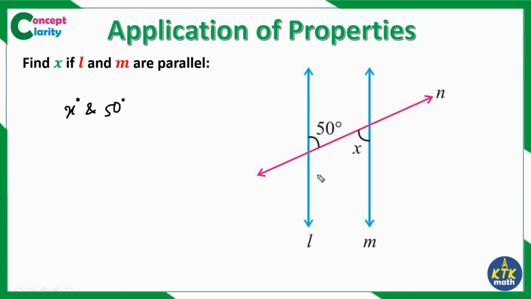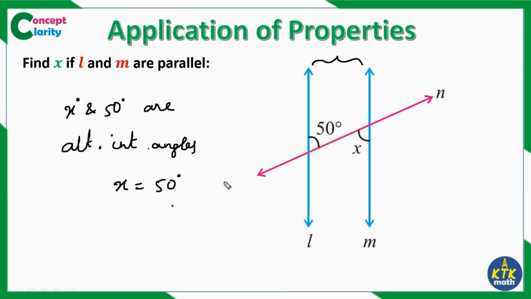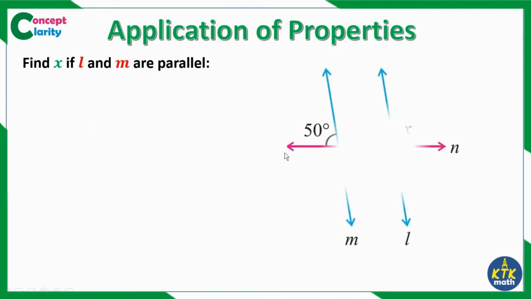These blue lines are parallel, so the angles lie inside. So x and 50 are interior, but one is on the top side and the other is on the bottom side. Therefore x and 50 are alternate interior angles. I'm just writing it in short form. By the property we know, alternate angles are always equal. Therefore x is equal to 50. That's the answer.